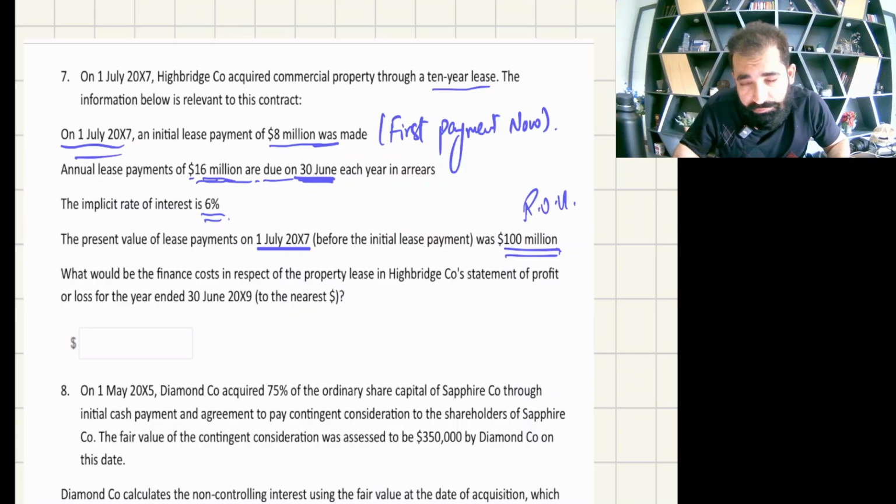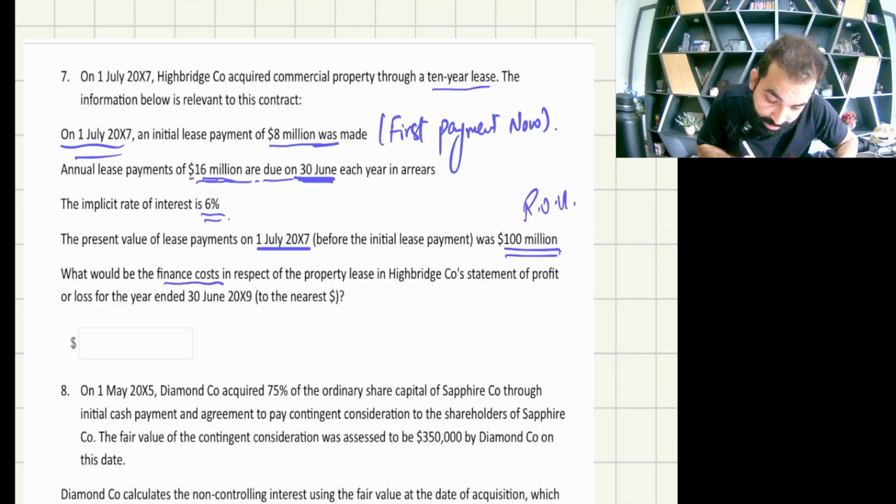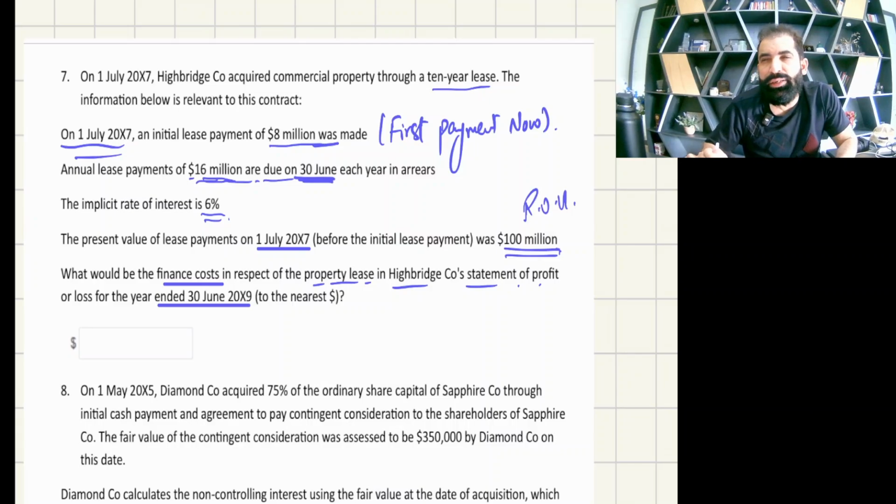Now, the most important thing, read the requirement carefully. What would be the finance cost? They only want the finance cost in respect of the property lease in H company's statement of profit and loss for the year ended 30th June X9.